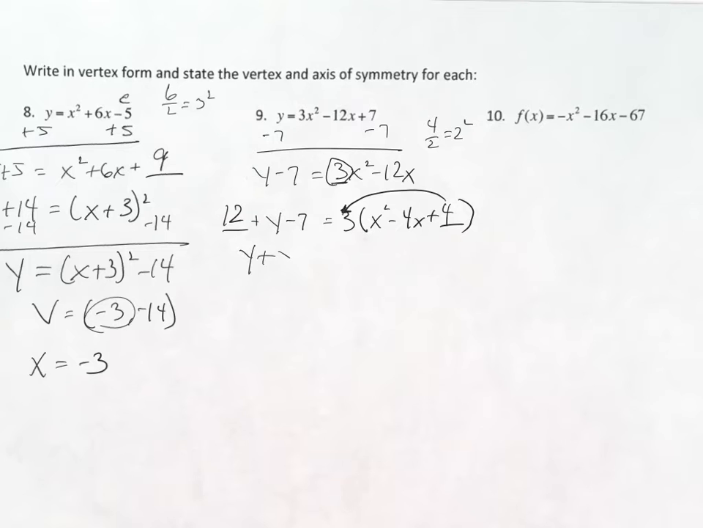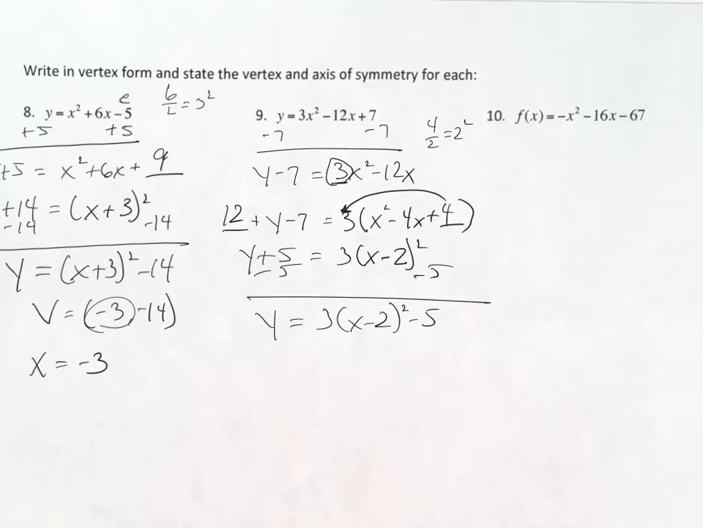So this is y plus 5 is equal to 3 times variable, first sign, number you squared. Put the 5 back over here. So we get y equals 3 times (x minus 2) quantity squared minus 5. So your vertex, opposite of what's inside the parentheses, which is a 2, and then the same as what's on the outside. Axis of symmetry is always x equals your x value.